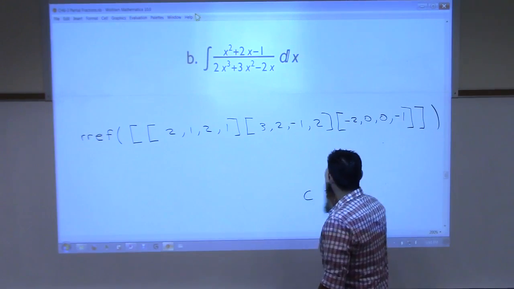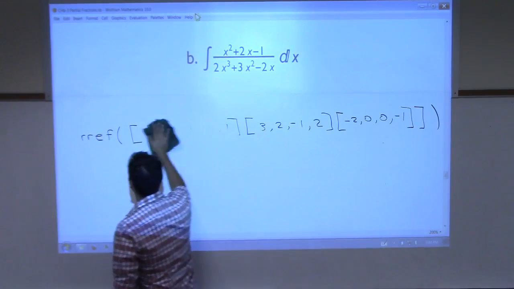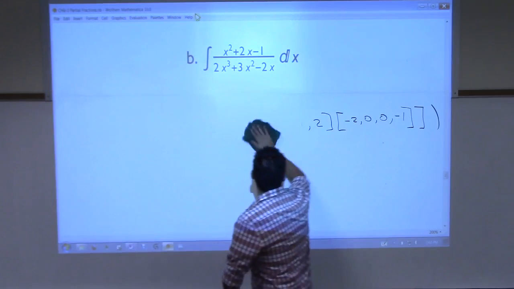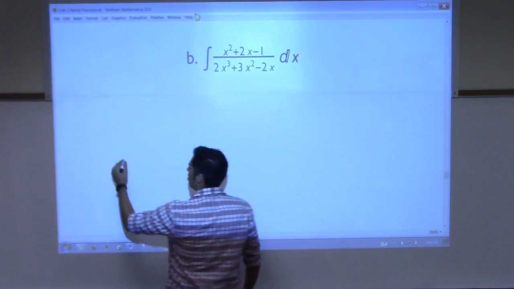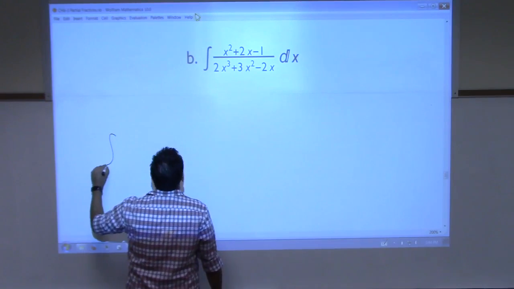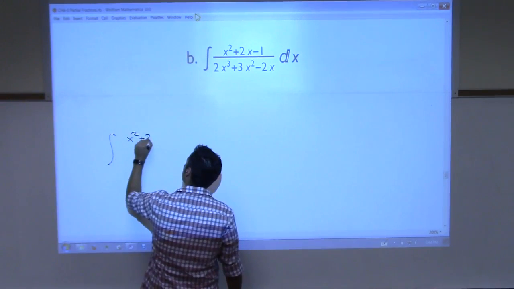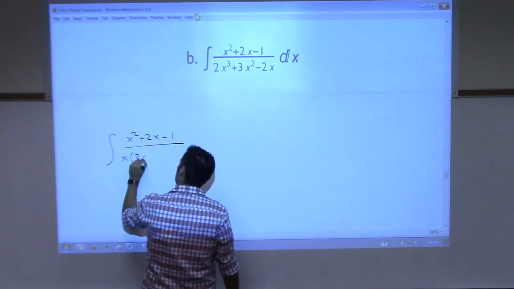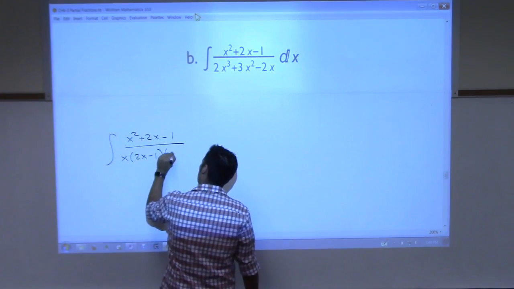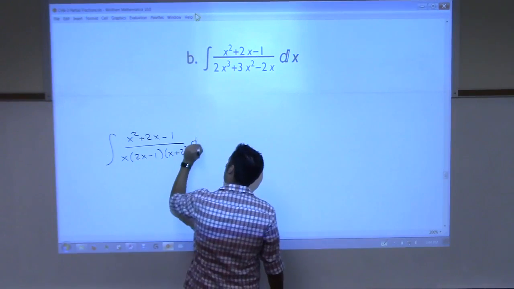Back to the problem. I know this does seem like the long method, I agree, but it's because I had to show you how to do it first, all right? So here's where we were. We were at the integral of x squared plus 2x minus 1 over, we had factored that, was it x minus 1, x plus 2? Okay, that's where we were.